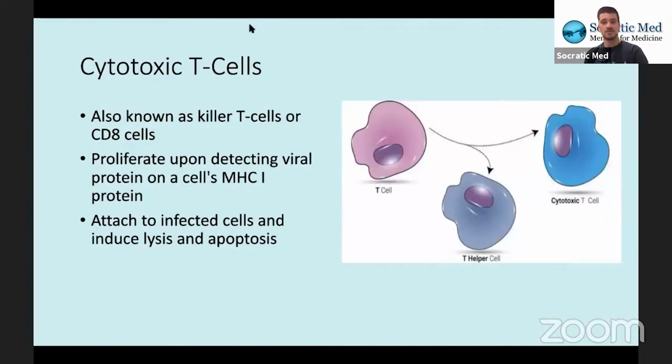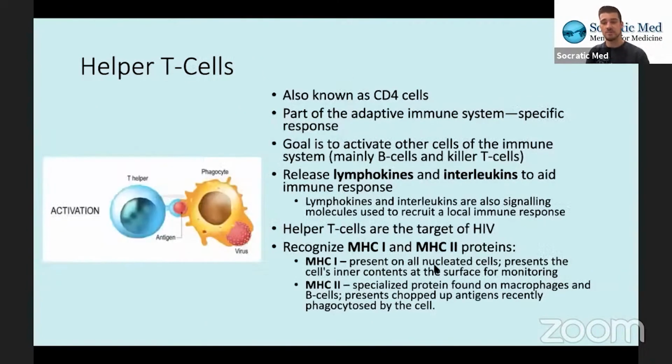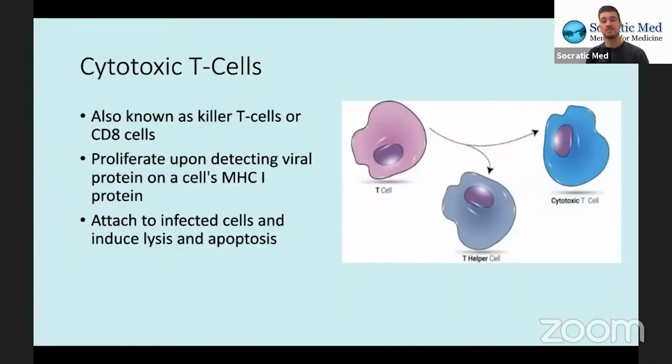And the other type of T cell are cytotoxic T cells. They're also known as killer T cells, or CD8 or CD8 plus T cells. They proliferate upon detecting viral proteins on a cell's MHC1 protein. So they'll go around and look at this MHC1 protein that we talked about, which chops up at random the inside of the cell and presents it. If a cytotoxic T cell sees it, or if it's recruited by a T helper cell, it's going to attach to the cell and induce lysis and apoptosis, very similar to how natural killer cells do. So it'll either cause the cell to burst, or it's just going to induce the cell to undergo apoptosis as well.